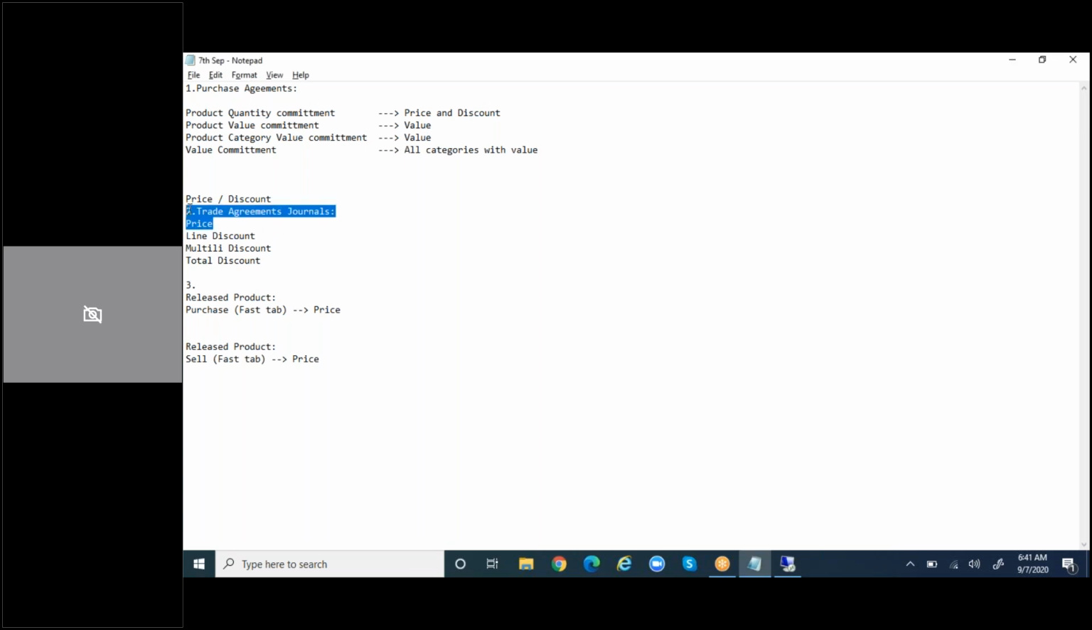Okay? So here, in general, trade agreements mean, suppose you go to any shopping mall, they will give you a price card. Suppose you go to a restaurant, they will give you a price card. Am I right? The menu. That is this one. A simple price card.